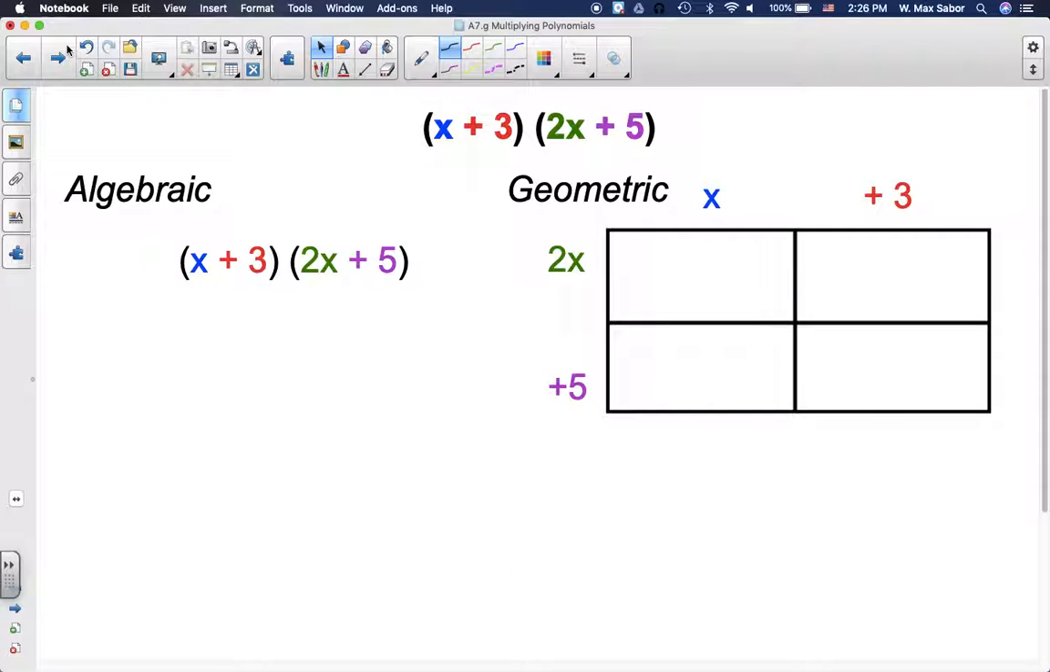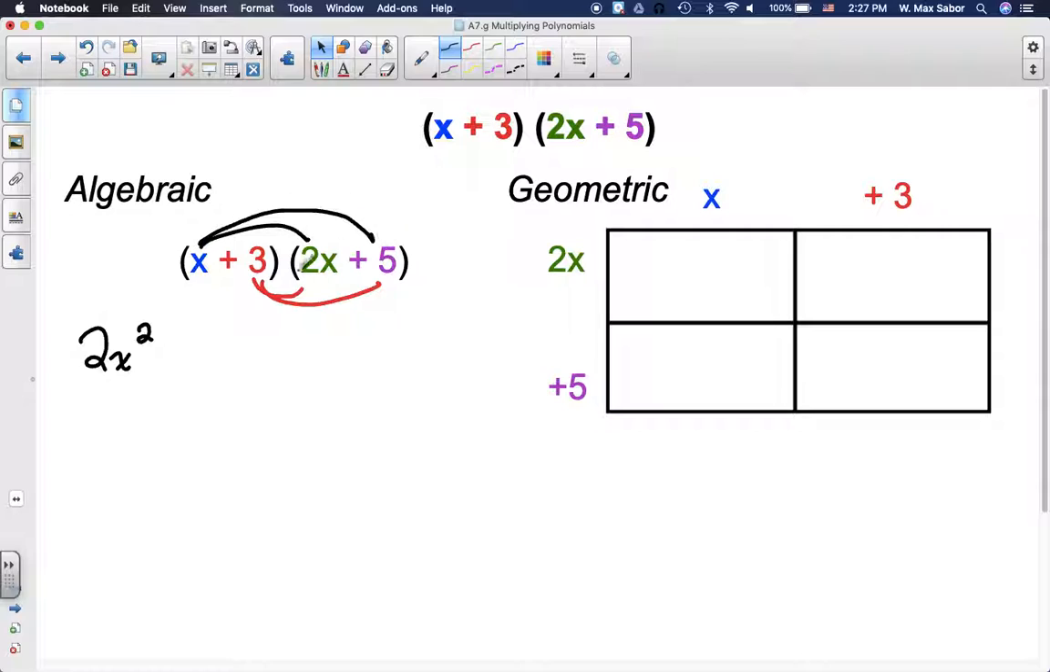So what we're going to do now is we're going to do this with two binomials. So what we have is x plus 3 times 2x plus 5. What we're going to do is we're going to distribute x to both of these, as well as distribute 3 to both of these. So when we do x times 2x, that gives us 2x squared.